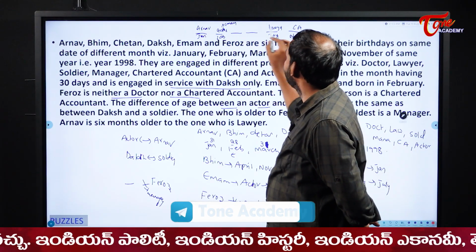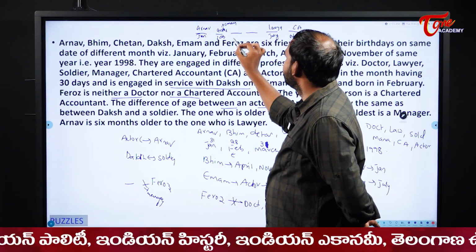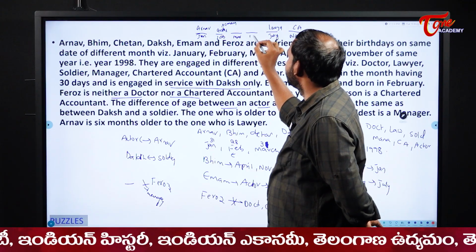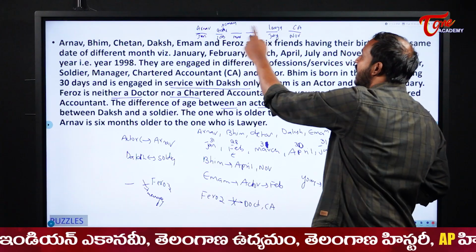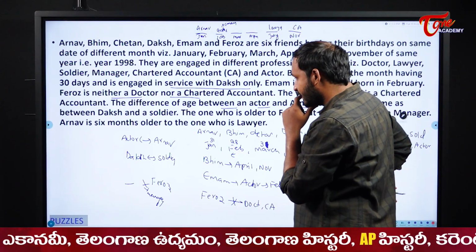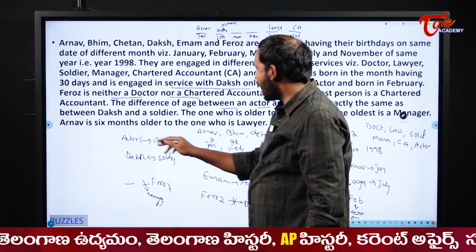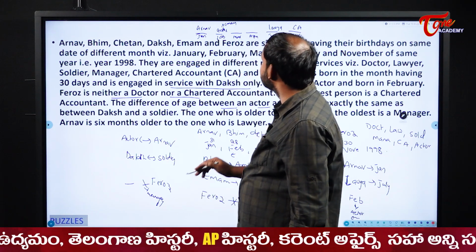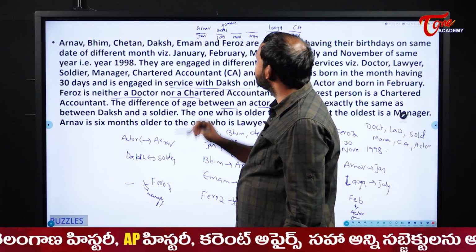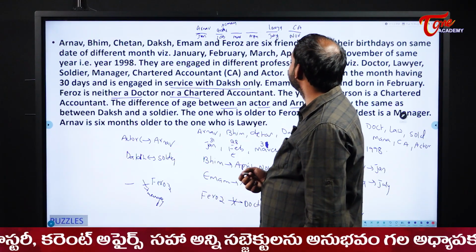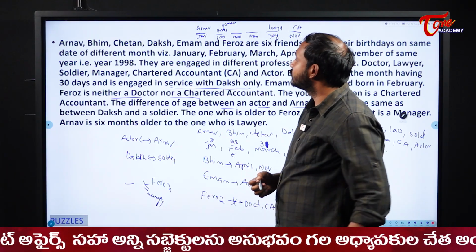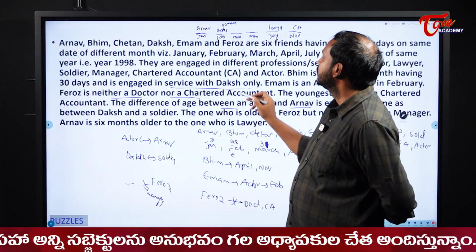Now first February, March, April. First of all we will try to put the professions, students. Why? Because actor, lawyer and CA were already there, right? Between actor and Arnav, how many places are there? Actor and Arnav are neighbors, actually. So Daksh and soldier should have the same thing. I should have Daksh and soldier as neighbors.